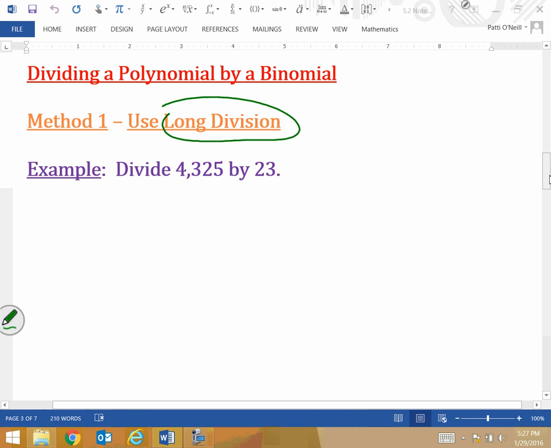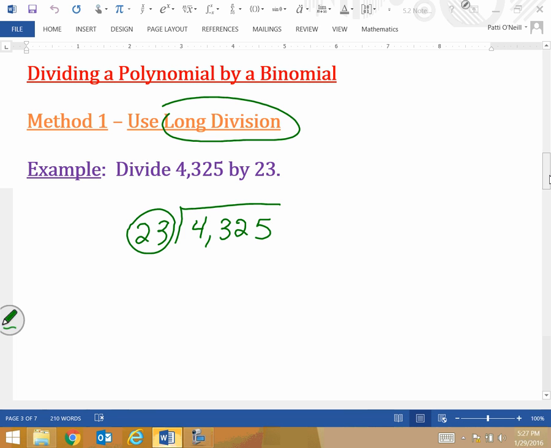If we're dividing 4,325 by 23, we would set the problem up to look like this. 23 is going to divide into 4,325. And then we would look at the 23 and say, well, 23 can't go into 4, but it can go into 43 one time. And then we're going to multiply the 1 times the 23, subtract, and then now 23, after we bring down the 2, has to go into 202, which would be what? 8 times.